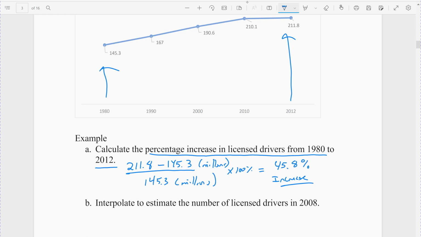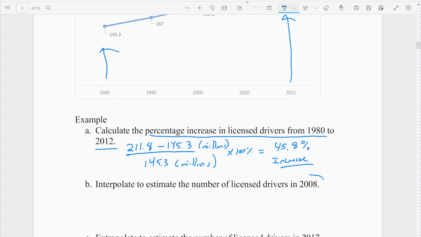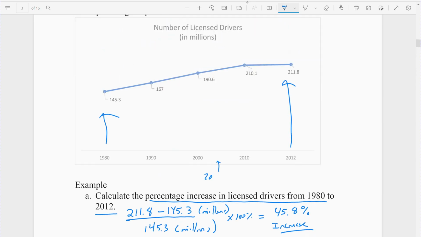All right, the next one we're going to look at is the interpolation, if I can say that word right. So we're going to estimate the number of driver's licenses. We're going to guess the number of drivers using the information provided for 2008. So remember, interpolation means we need to find between what points 2008 lands. Well, 2008 lands between 2000 and 2010. So these are the points we're going to use for our next example, for the interpolation to estimate.